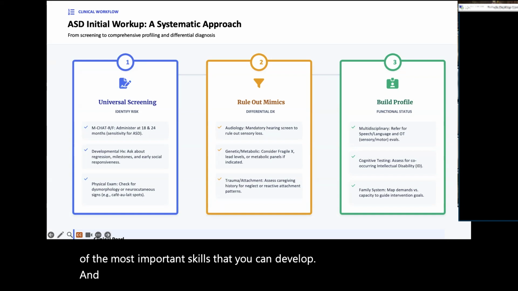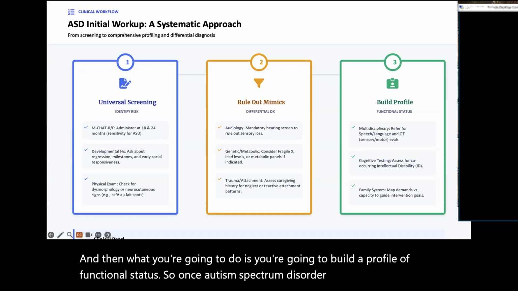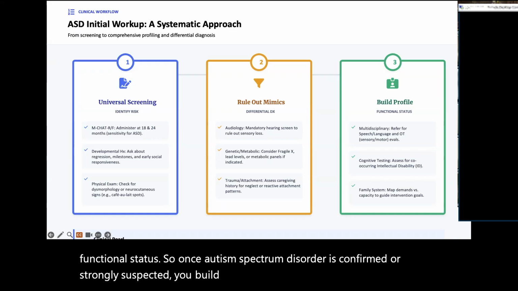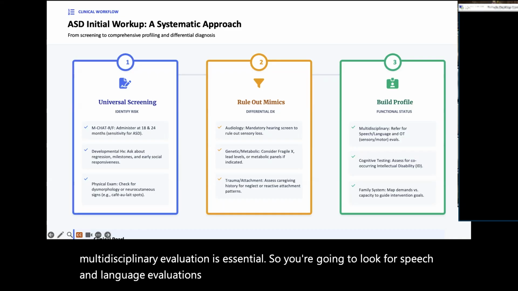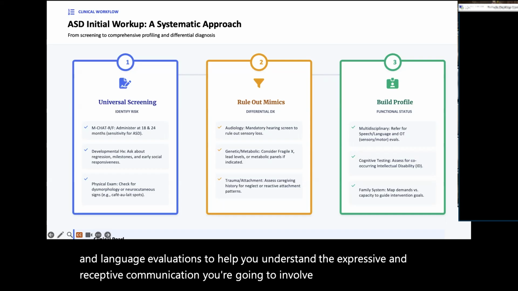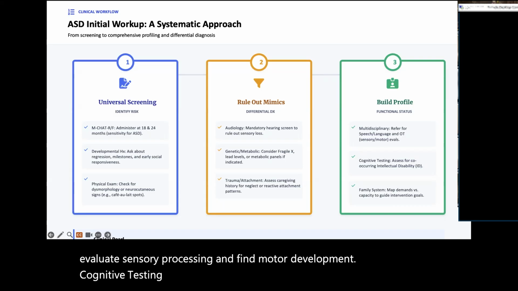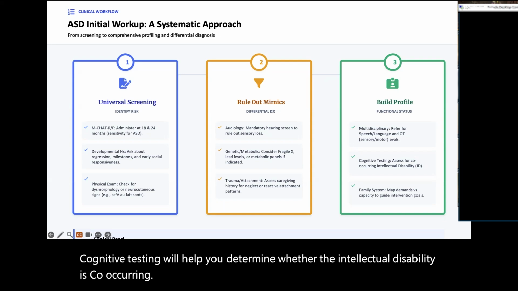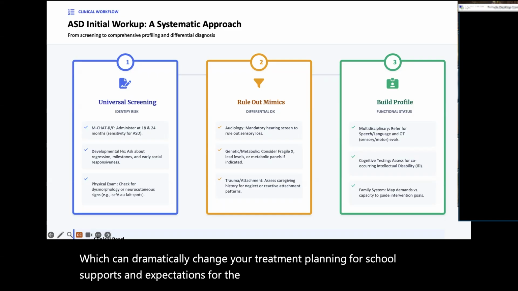And then you're going to build a profile of functional status. Once autism spectrum disorder is confirmed or strongly suspected, you build a functional profile. This is where a multidisciplinary evaluation is essential. You're going to look for speech and language evaluations to understand expressive and receptive communication. You're going to involve occupational therapy to evaluate sensory processing and fine motor development. Cognitive testing will help you determine whether intellectual disability is co-occurring, which can dramatically change your treatment planning for school supports and expectations for the developmental trajectory.